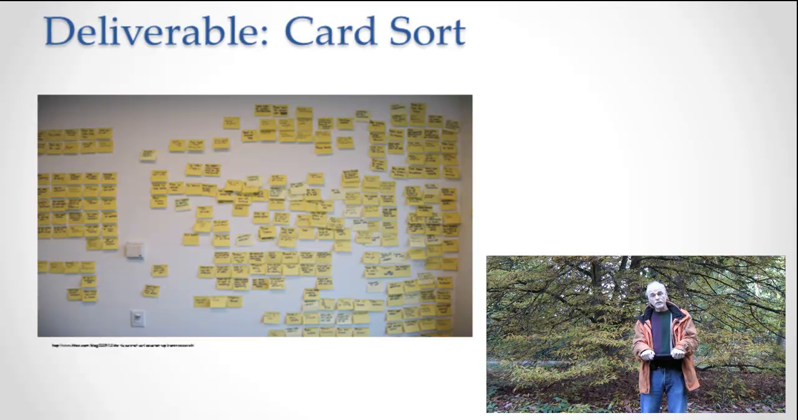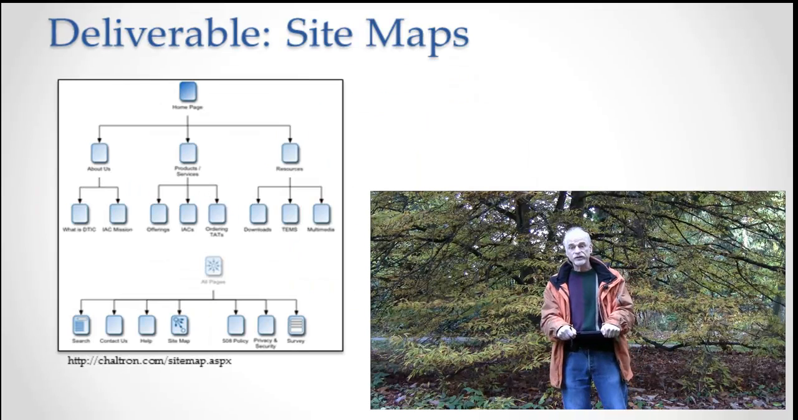And from that we decide how we want to organize the information, how we want to make the hierarchy inside the system. Okay, that's deliverable number one in the hierarchy world. Deliverable number two is a sitemap.